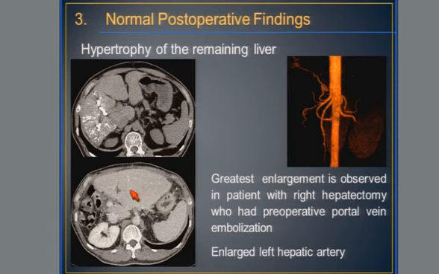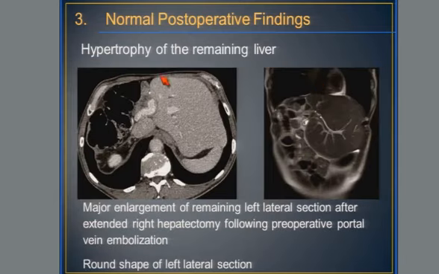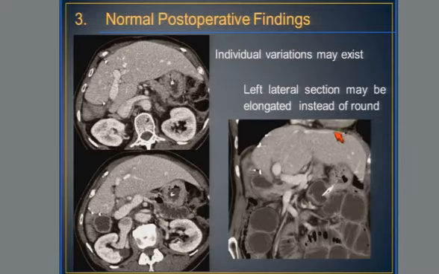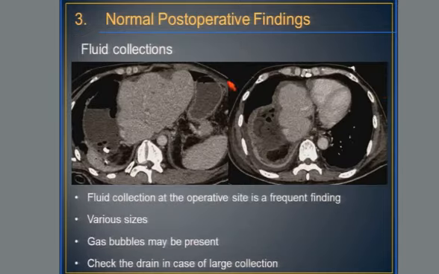And this is the case of a patient who had a major increase in the remaining liver volume after right hepatectomy, and also this is an accompanying enlarged left hepatic artery. This is a typical feature of the remaining liver after extended right hepatectomy. The remaining liver, this is a left lateral section, has a round shape, and this is clearly visible on this coronal view. Sometimes the remaining liver does not have a rounded shape, it can be elongated, but it's just a variation, it has no impact on the outcome.